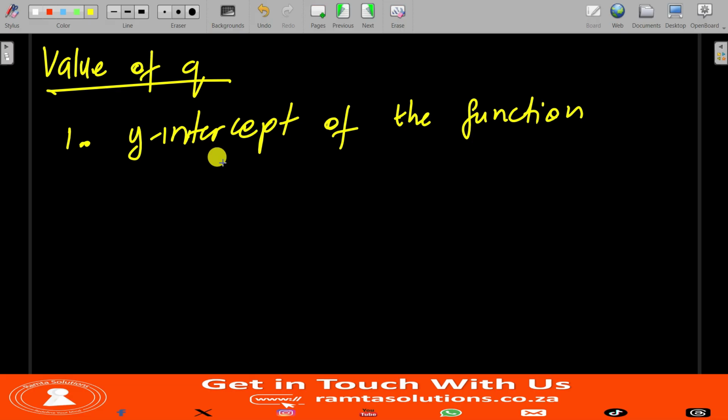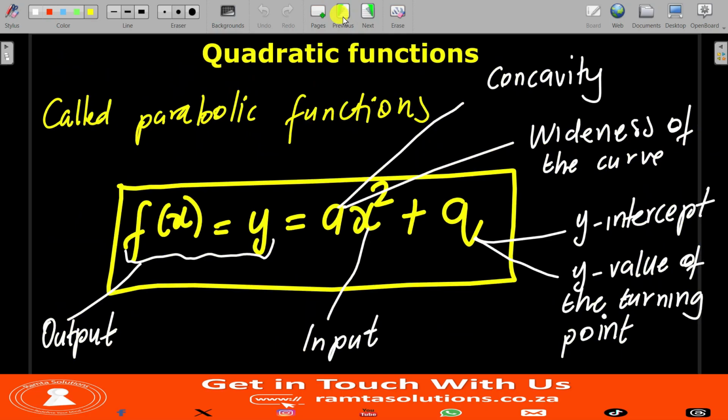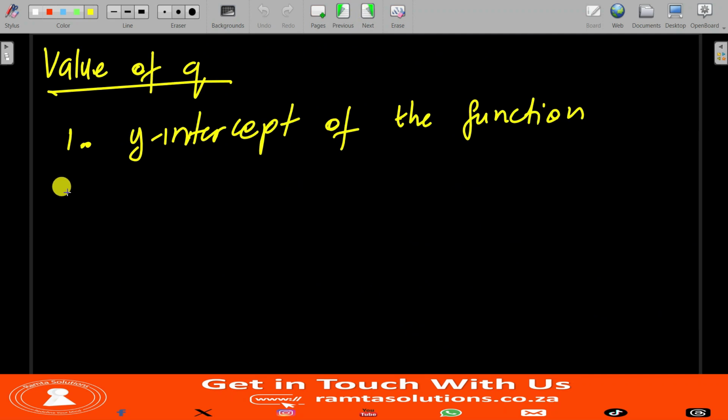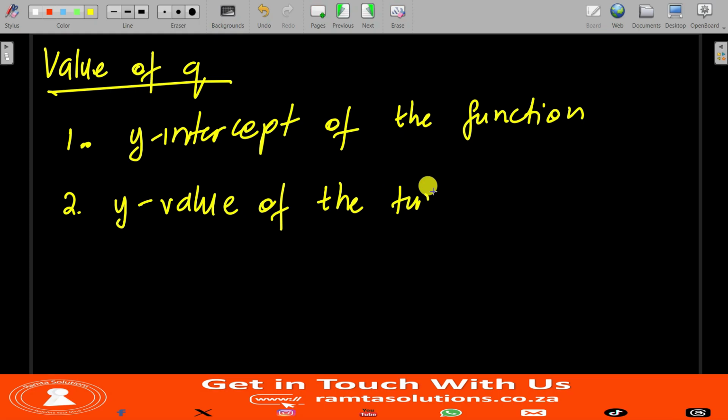And I mentioned two things. Two, it is also the y value of the turning point.